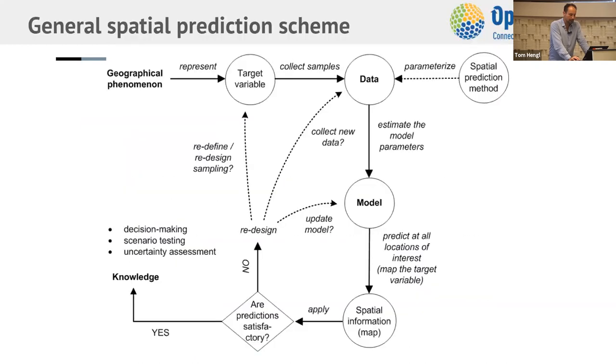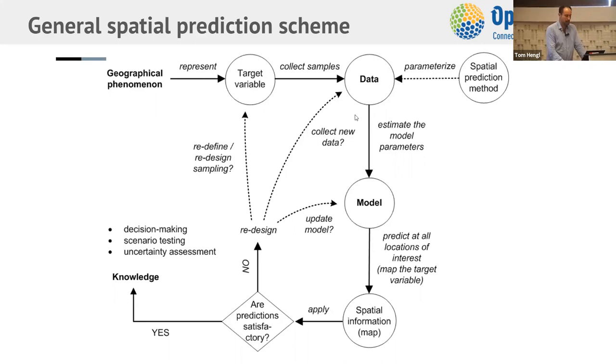This is a general spatial prediction scheme. As I said, this block will be about spatial interpolation and spatial prediction. The general scheme is something like this. You start with some geographical phenomenon. Let's say you're interested in soil quality in the Netherlands. Then you represent that soil quality with analytical variables, like measures of nitrates or heavy metals. You pick those variables and then you collect samples. So you do some sampling design, and you want to do it objectively.